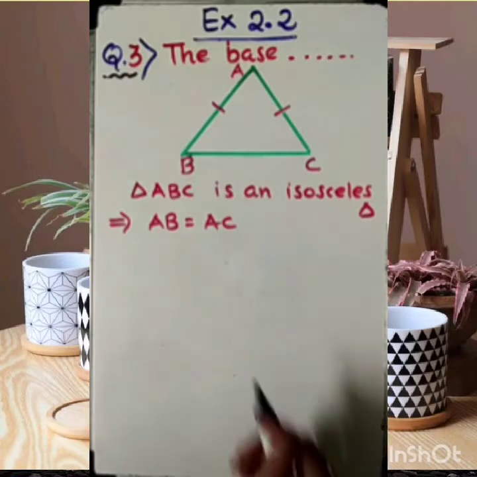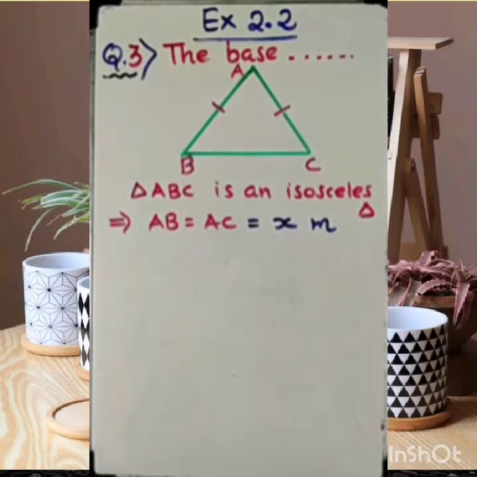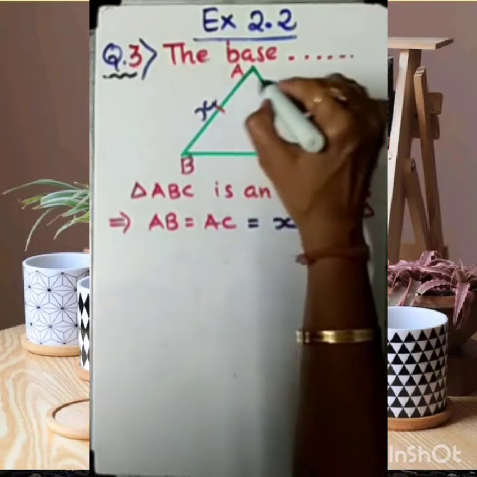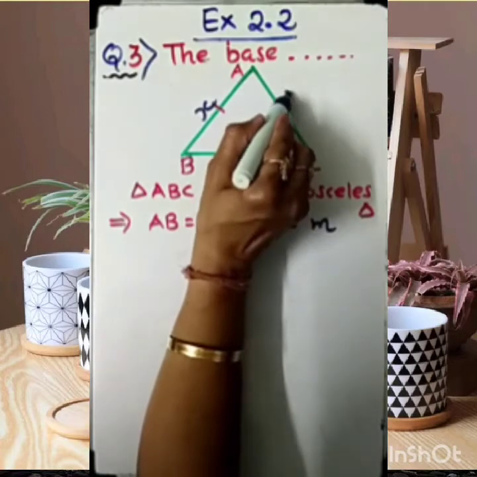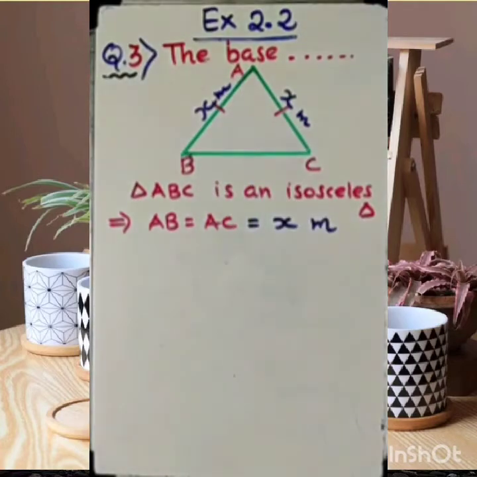Actually, we do not know. For that, I am assuming it is x meter. Let's assume that is x meter. So I am mentioning this is x meter and this side is also x meter. Fine. This is x meter. This is also x meter.